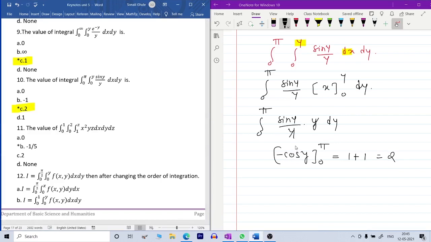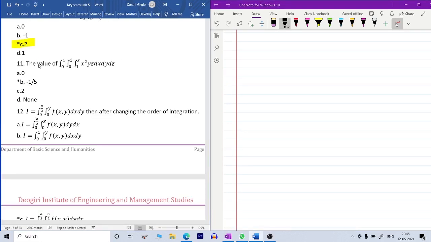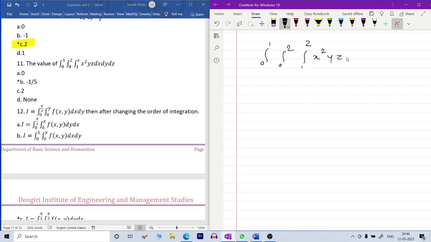Okay, so I hope you all understood how to solve the examples for double integration and triple in polar and Cartesian. Okay, let's see our next example, that is on triple integration. Now the next example is triple integration 0 to 1, 0 to 2, 1 to z, x square y z dx dy dz. As you can see here, your innermost limit is in terms of z, so here we have to integrate with x and y, leaving z.